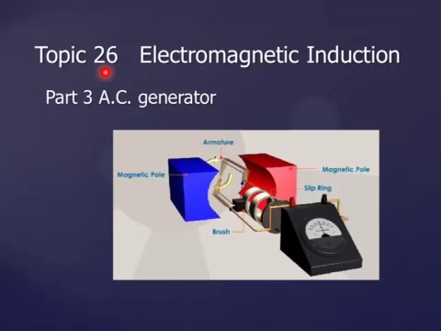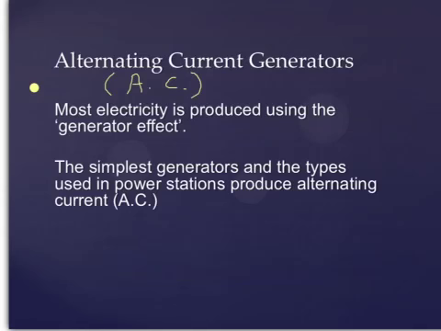Topic 26, Electromagnetic Induction, Part 3, AC Generator. Alternating current generators. AC stands for alternating current.